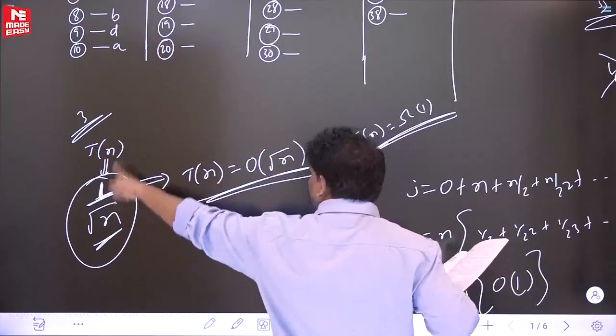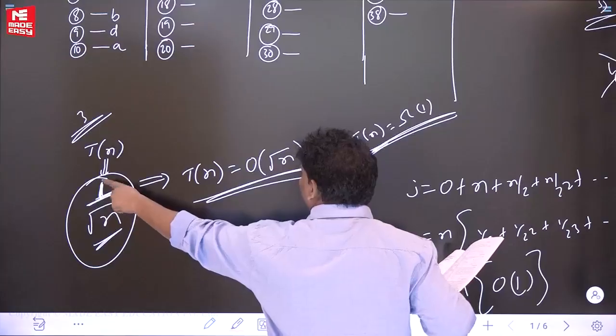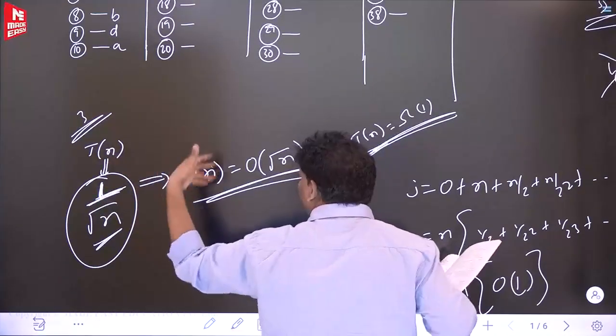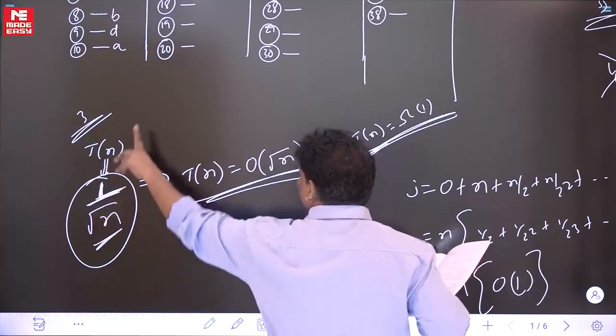Tn having two choices, sometimes 1, sometimes root n. When 1, if the given number is not a prime number, you may stop immediately. If the given number is a prime number, you may go until root n time. It is having two choices.